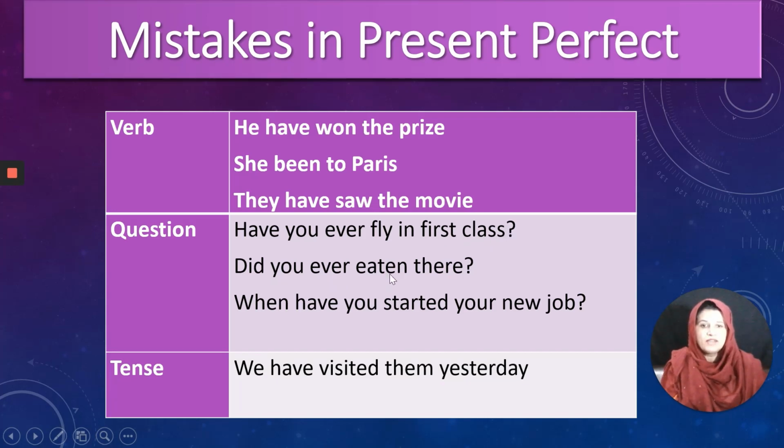Next, "did you ever eaten there?" Did. Can we use did in present perfect? No. So what should we say? Have you ever eaten there?